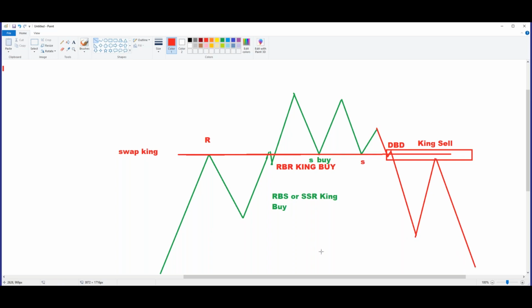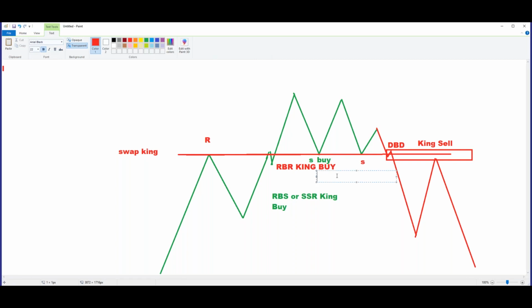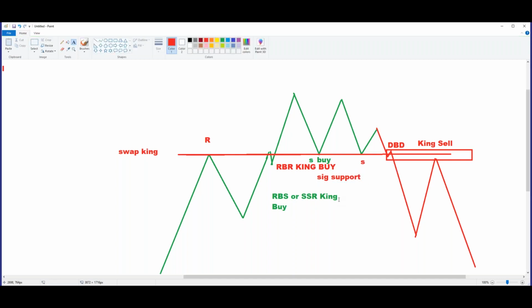King swap question here. Must a king swap have two supports, or is one support enough? Actually, sometimes you can see one support, but it is best to find two supports. If you have two supports, what do we call this line, Winnie? Yeah, significant support. We want that very important, significant support.